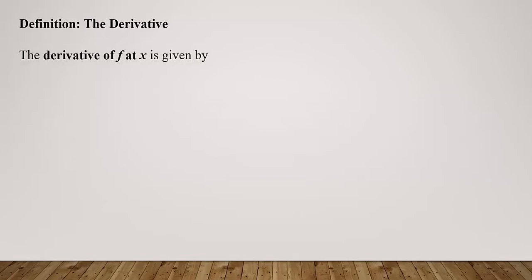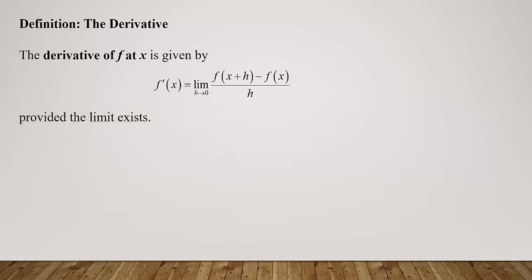The derivative of f at x is given by, okay, that's read f prime of x. So it's given by f prime of x equals the limit as h approaches 0 of f of x plus h minus f of x, all of that over h, provided the limit exists. We're going to see those are 4 pretty important words in a little bit in this section. We're going to analyze that.